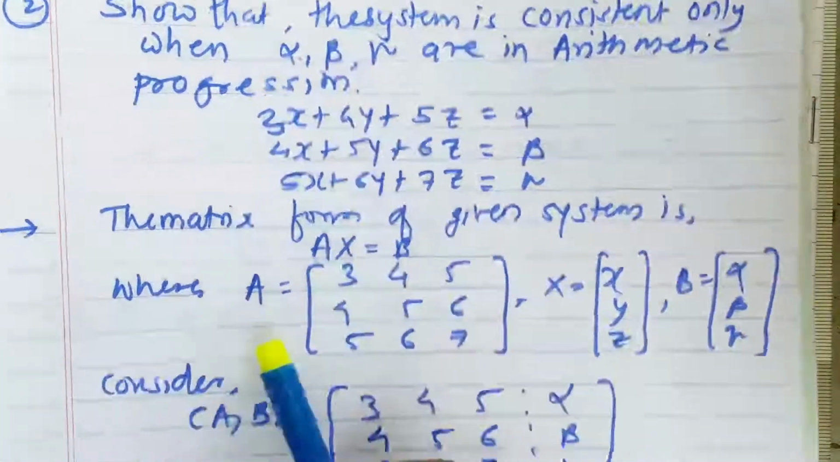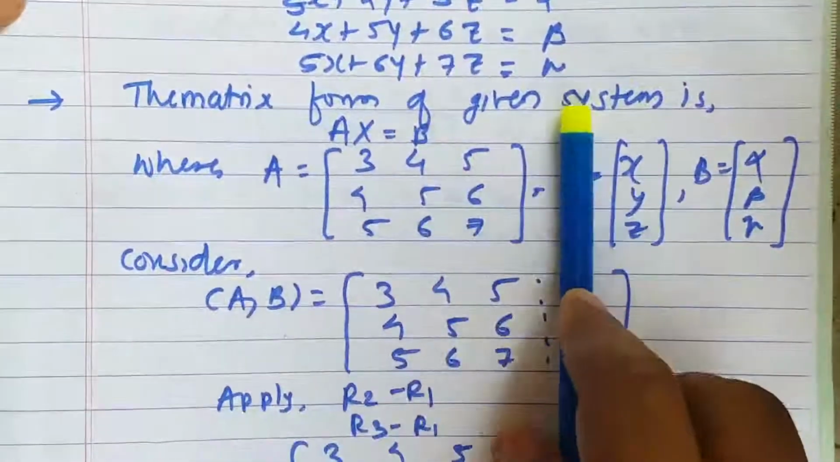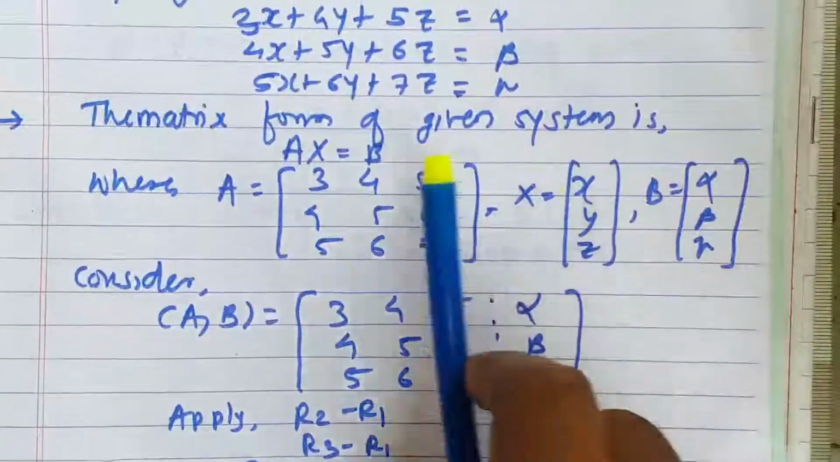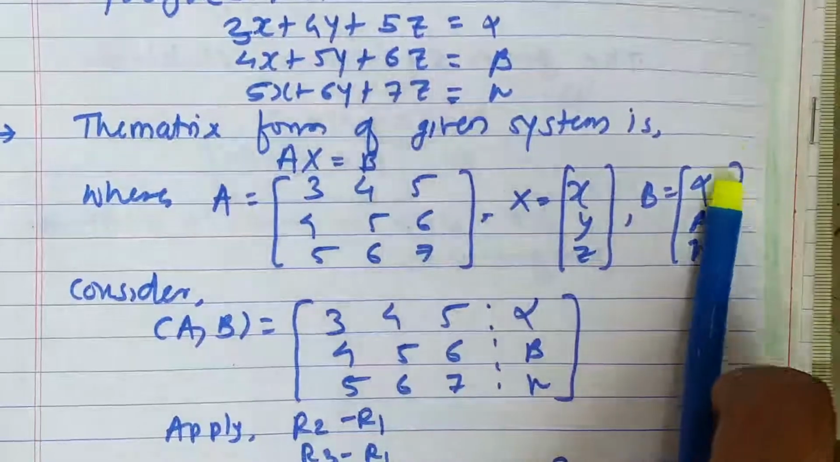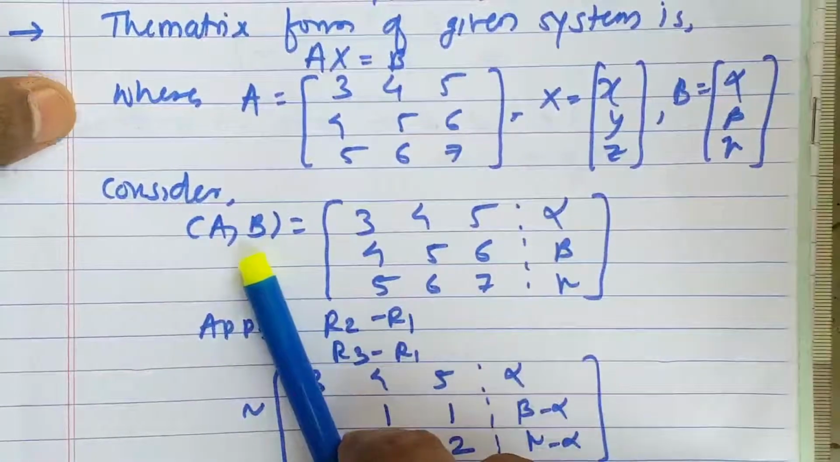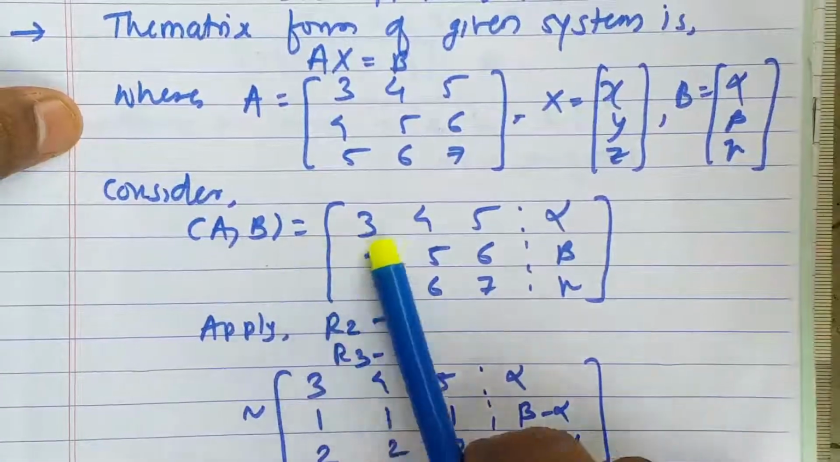Fine. So for that purpose, consider first the matrix form. The matrix form will be this. This is the coefficient matrix. This is the matrix of unknowns. This is the matrix of constants. Now consider the augmented matrix. The procedure is similar to all the problems.